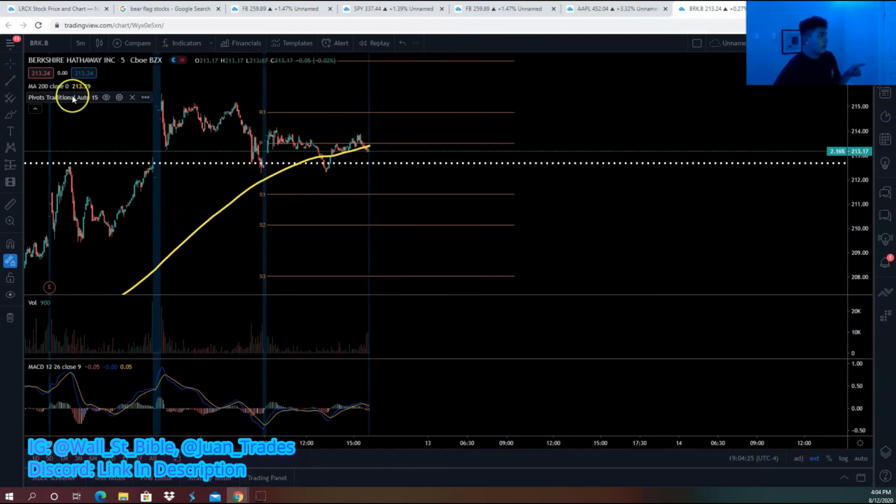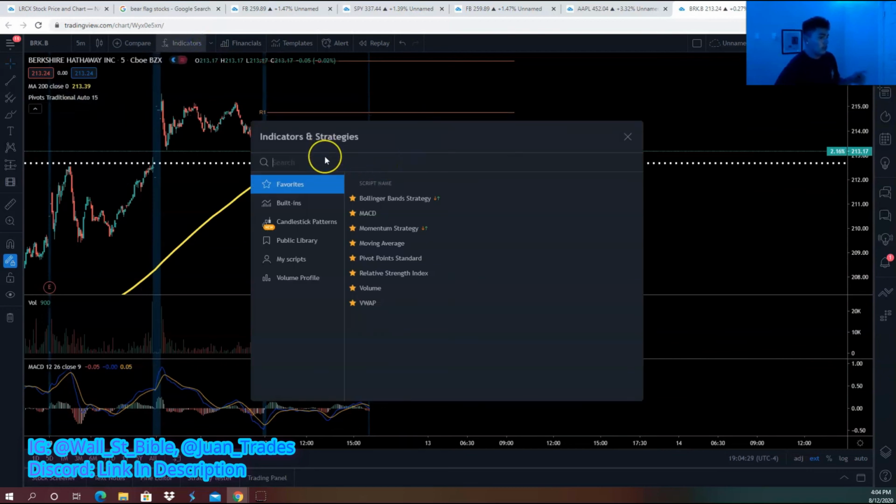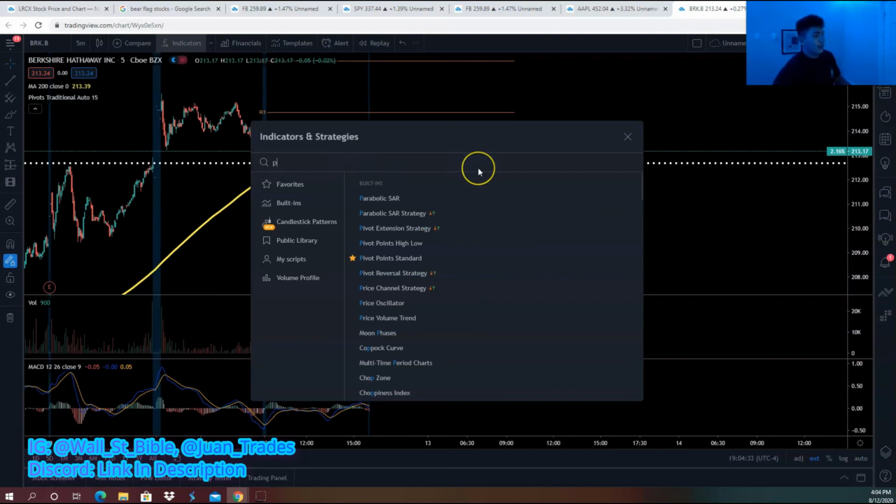So if you go up to indicators, boom, and you go to search, all you have to do is put P, and this is on TradingView, by the way. Every single platform will be different. So if you're using TD Ameritrade, or something else, it's going to be different. So find pivot point standards on whichever platform you're using.